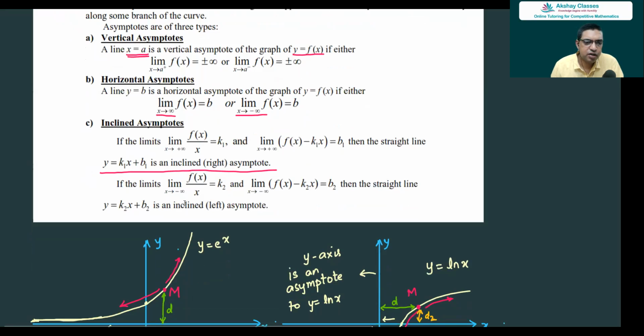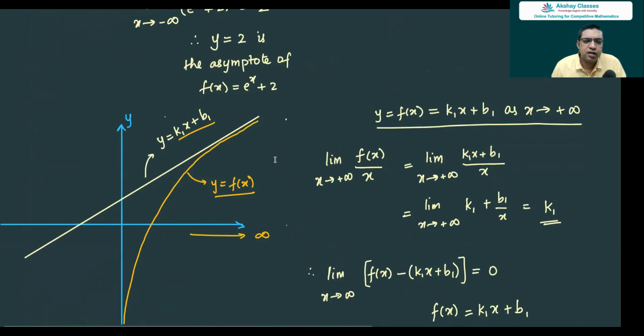For inclined asymptote, we discussed yesterday that f dash x upon x, as x approaches plus infinity, will give us the slope of the asymptotic line, and f of x minus that k1x as x tends to infinity will give us the constant. So yesterday I explained this. So if this happens, then y equal to k1x plus b1 is an inclined right asymptote. And if the same thing we get for x tending to minus infinity, that is called the inclined left asymptote.